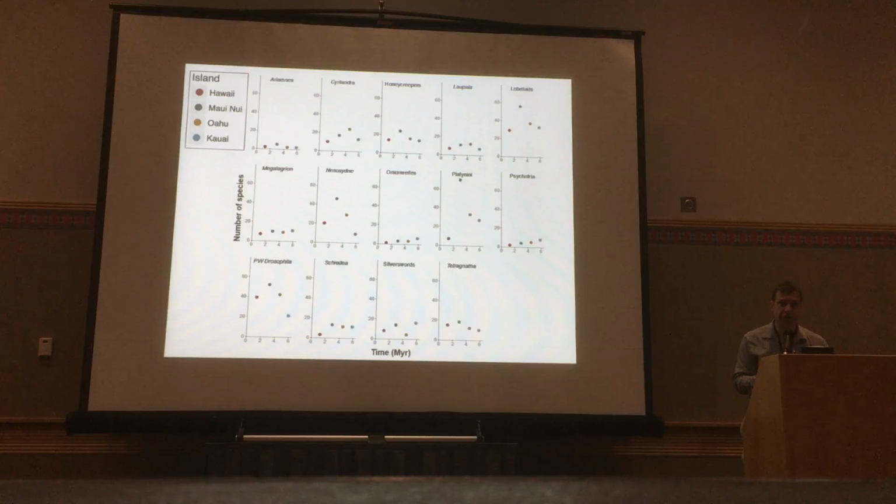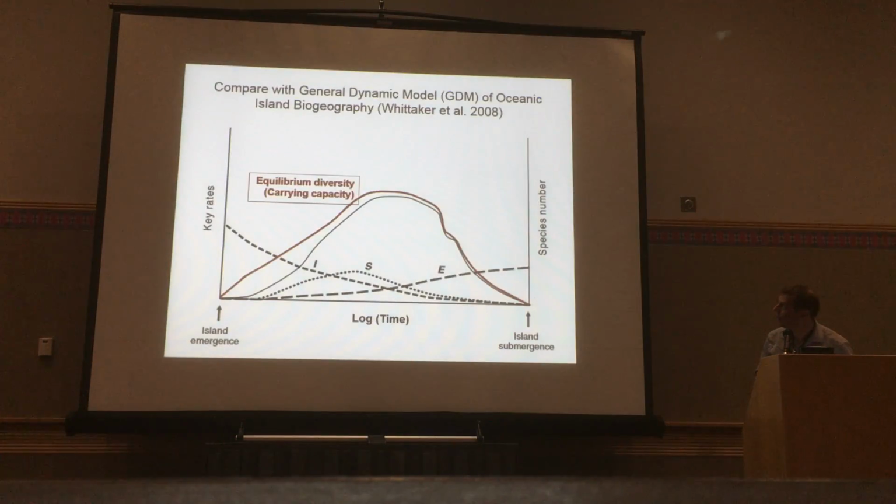I just want to make you a note that this is very similar to the general dynamic model of island biogeography of Whittaker. But there are some interesting differences. The first is that in Whittaker's cartoons, they always have the species richness basically following the carrying capacity.